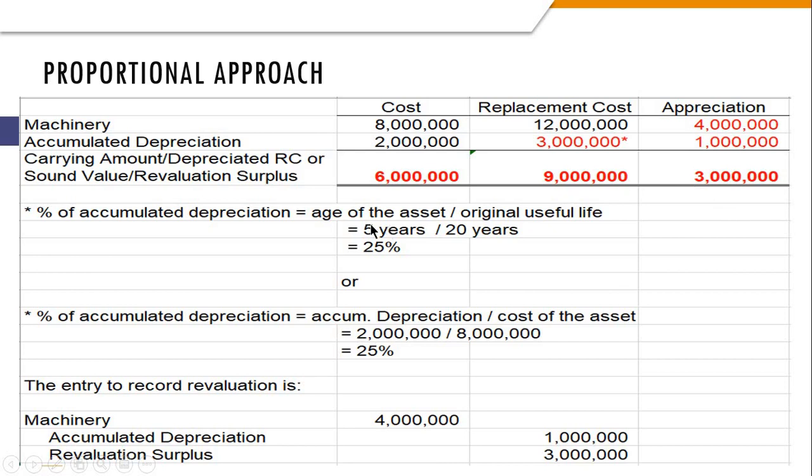Okay? Now, the question is, paano yan siya gawa ng entry under proportional approach? So, ganito lang, no? The appreciation na 4 million, debit ka machinery, 4 million. Credit, increase in accumulated depreciation na 1 million, di ba ito? Increase from 2 naging 3, kaya nag-increase ng 1 million. So, credit ka din dito accumulated depreciation for 1 million. And then, the revaluation surplus na 3 million as computed here. Okay? So, that's the journal entry under proportional approach.